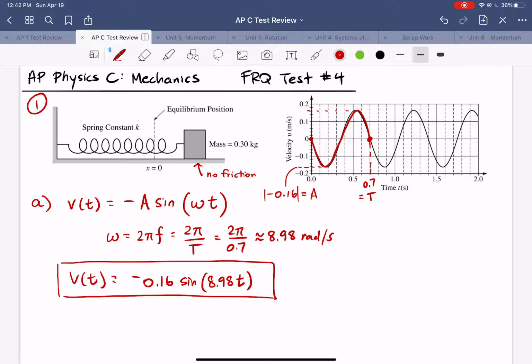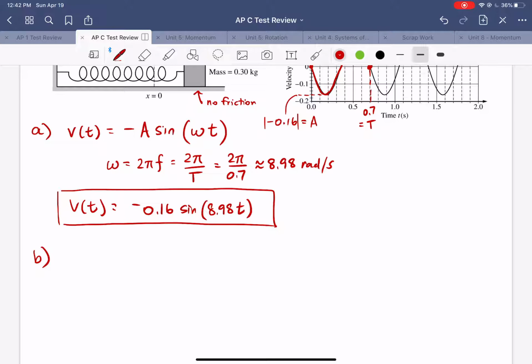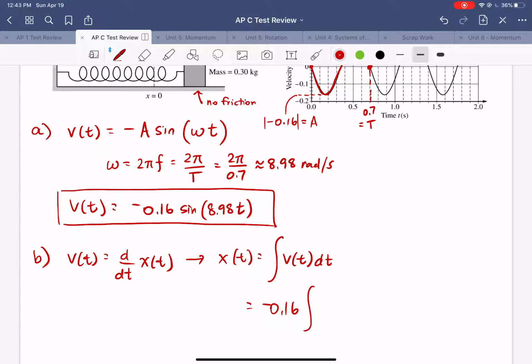All right, so that's part A. Part B wants us to find an equation for x as a function of t. This one will be a little trickier since we're starting from velocity. But if you remember, there's a relationship between position and velocity. That is, velocity is equal to the derivative of the position function with respect to time. So if we reverse this, the position function will be the integral of velocity as a function of time. So let's just do this integral. I'll bring the minus 0.16 out in front.